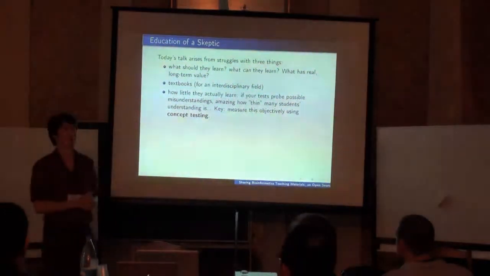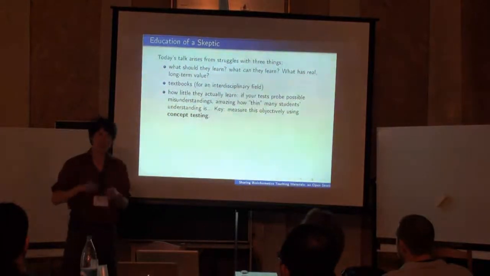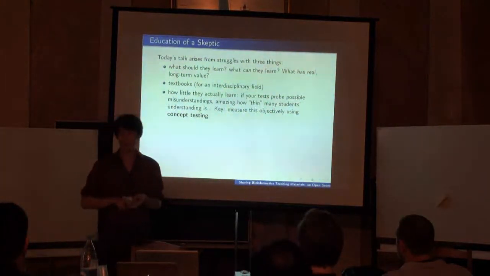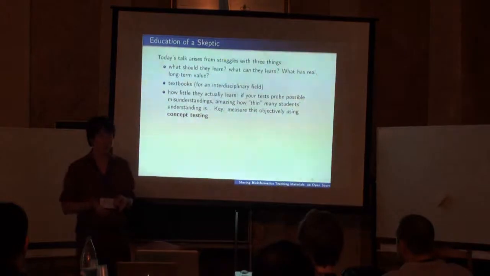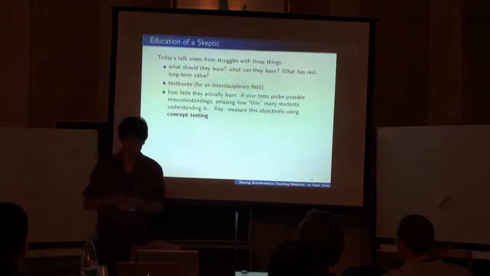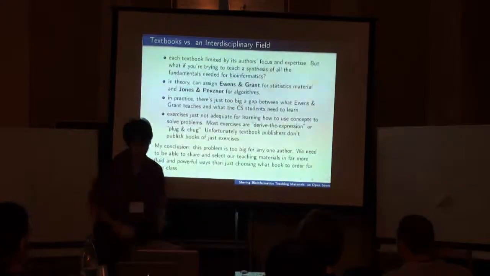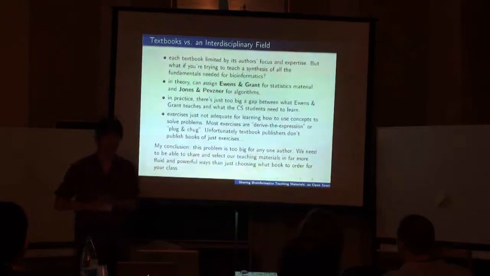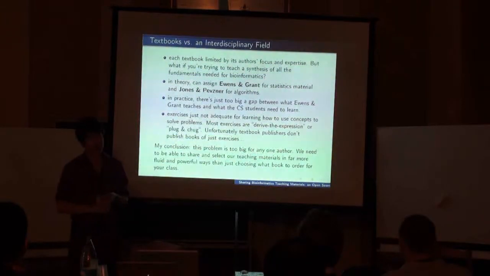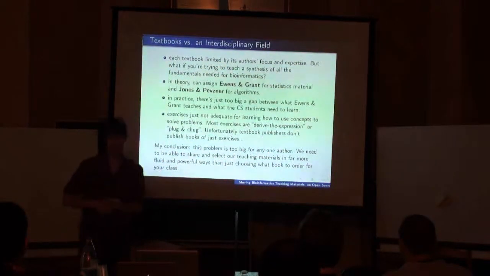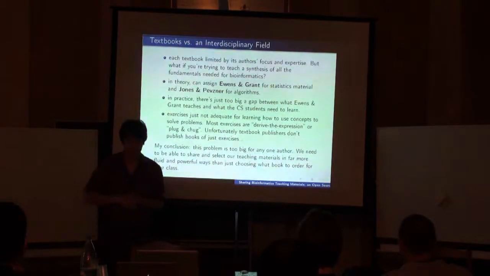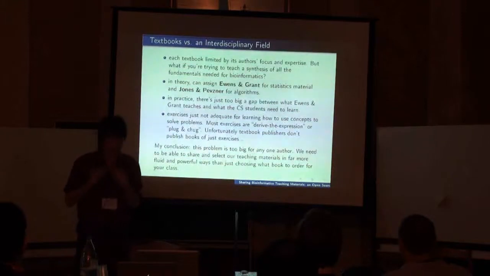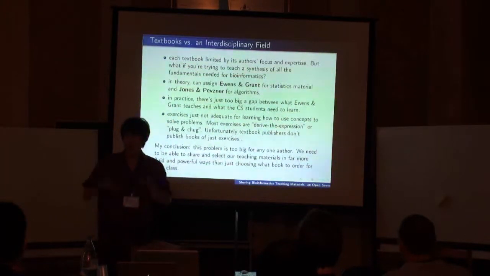Textbooks. There are a lot of textbooks now. But when you have to choose 1 or 2 for a field like bioinformatics that's so interdisciplinary, it really becomes a challenge. Specifically, let's just talk about, say, I assign Ewens and Grant as a statistics focused book, and Jones and Pevsner as an algorithms book for an undergraduate bioinformatics course. Well, I find, in my personal experience, that this doesn't really work. And let's focus on the Ewens and Grant side of it.